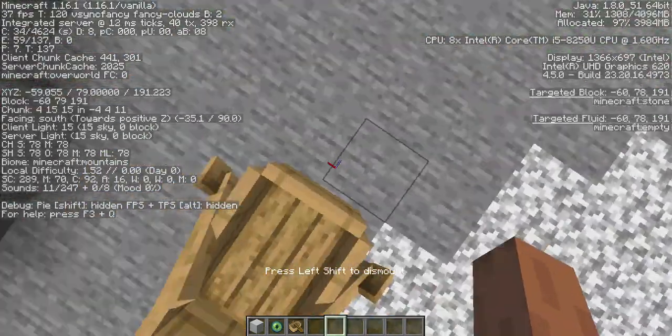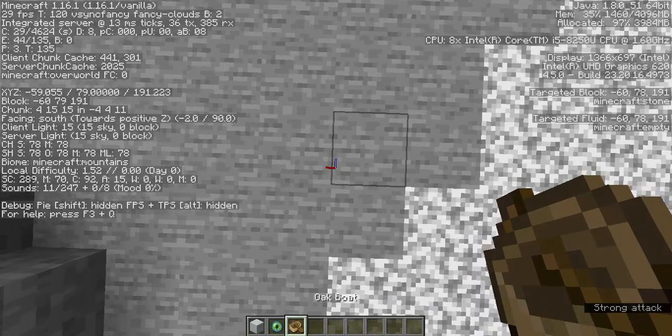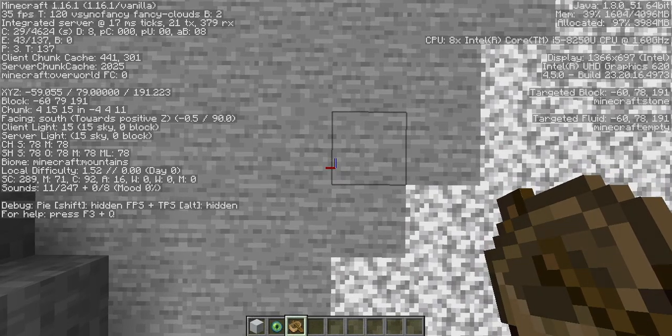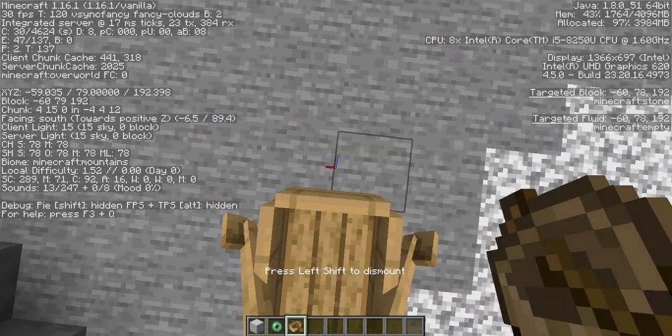Can we work this out? No, let's lock in. No, that did.